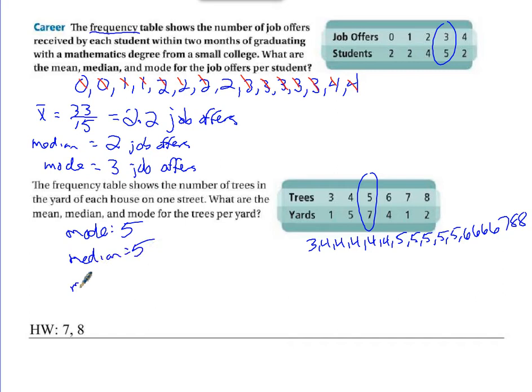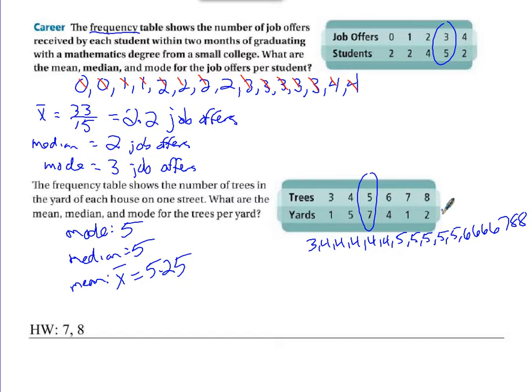How about the mean? 2.25? The mean has a symbol. What is the symbol? X bar equals, it's not 2.25. It's 5.25. And each one of these is what? What's the unit? Yeah, it's trees per yard. So 5 trees per yard, 5 trees per yard, 5.25 trees per yard. That's how you do this, okay?